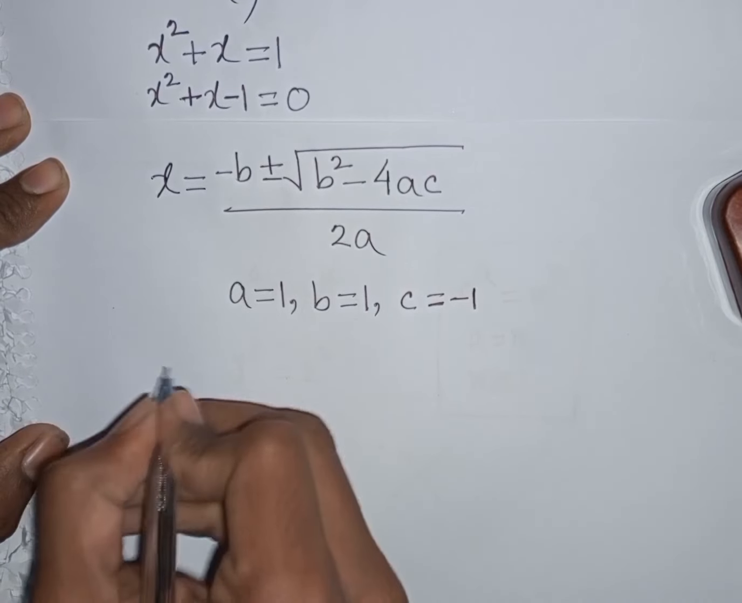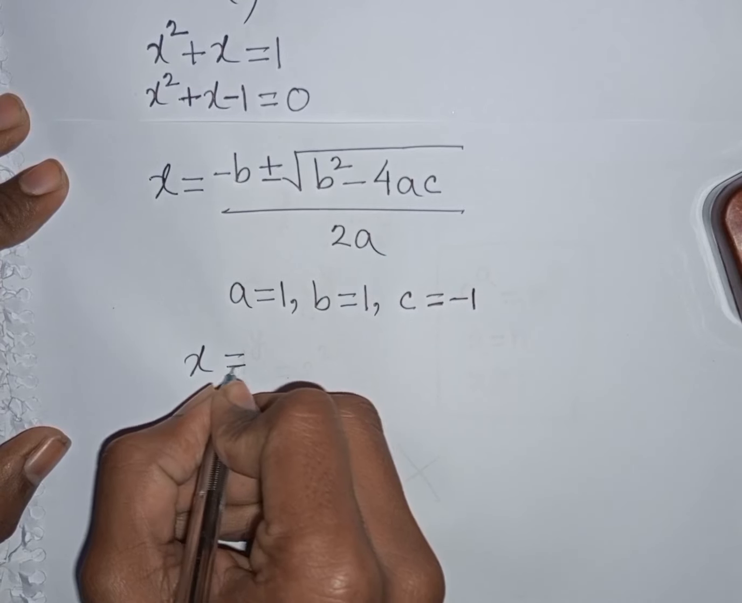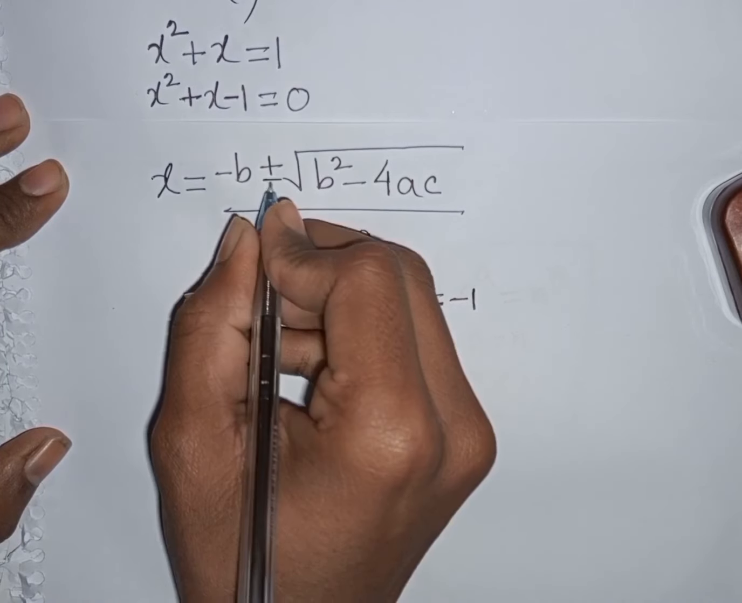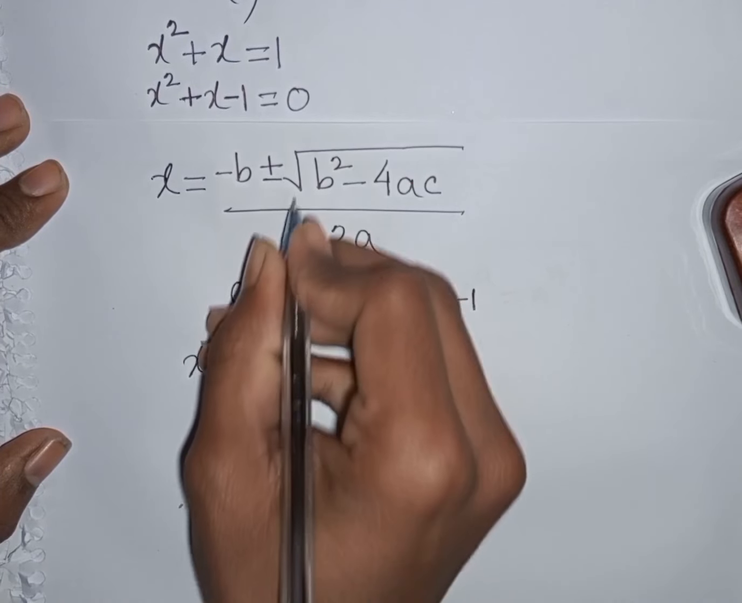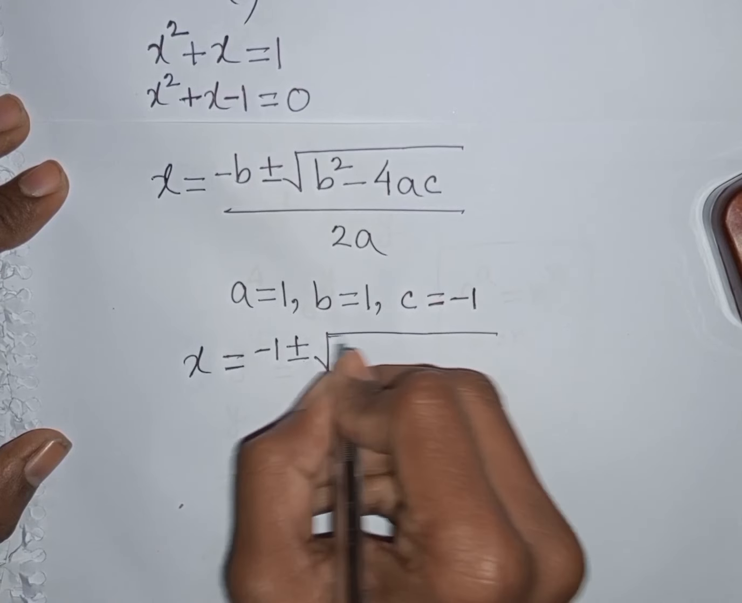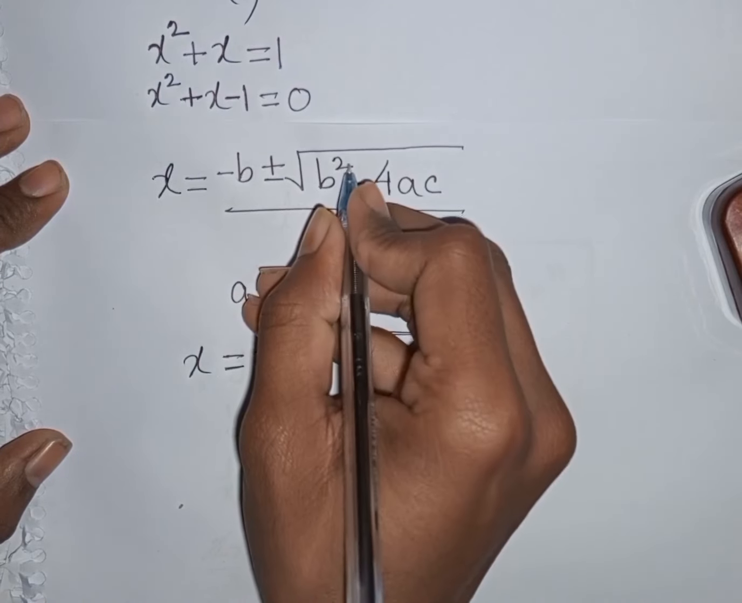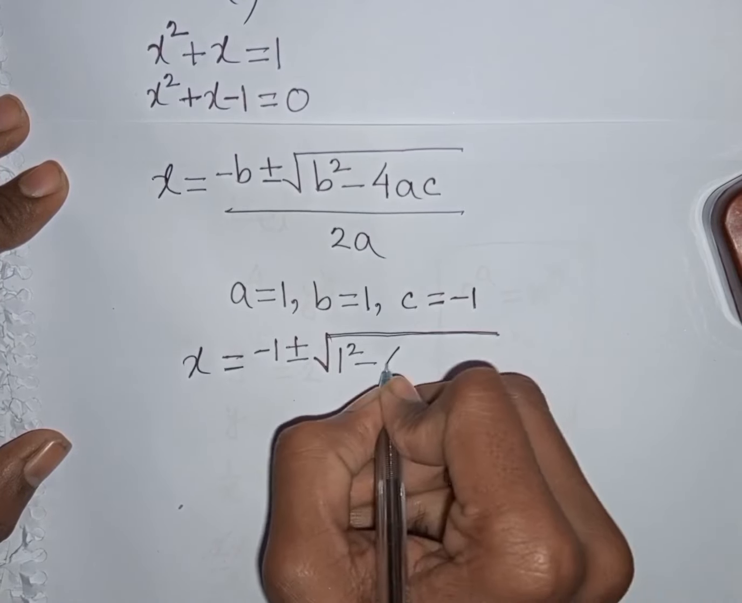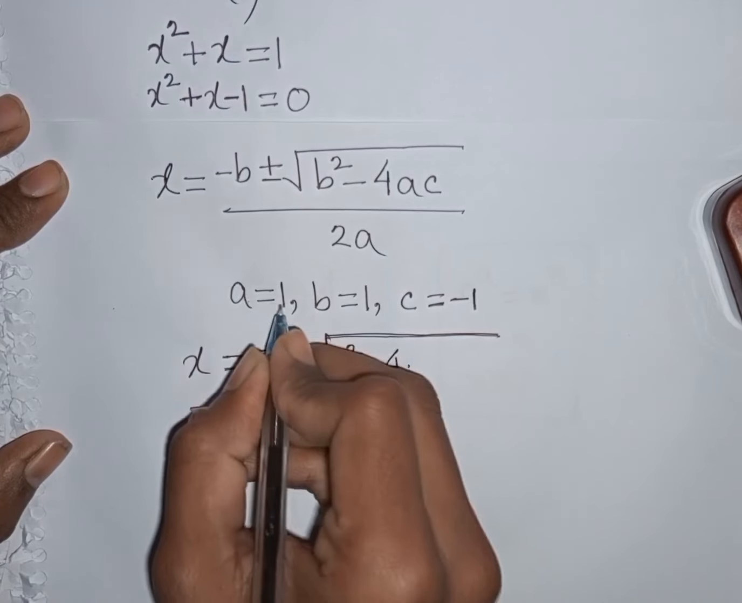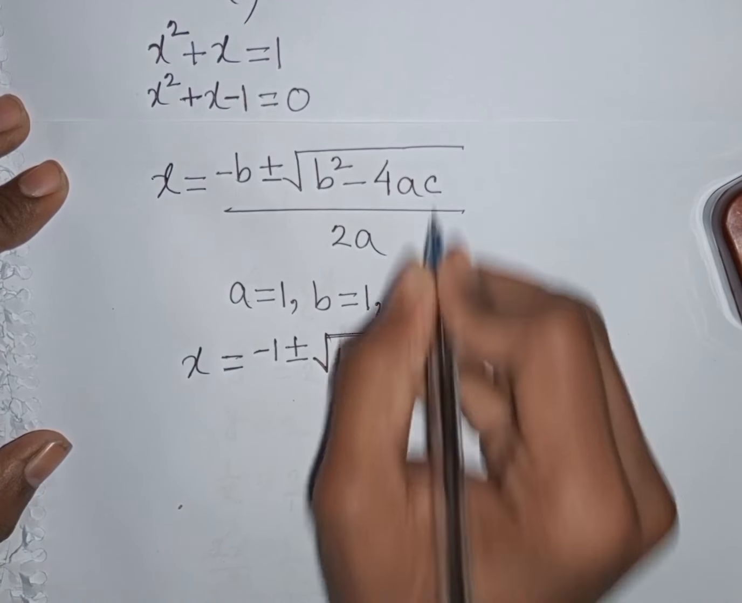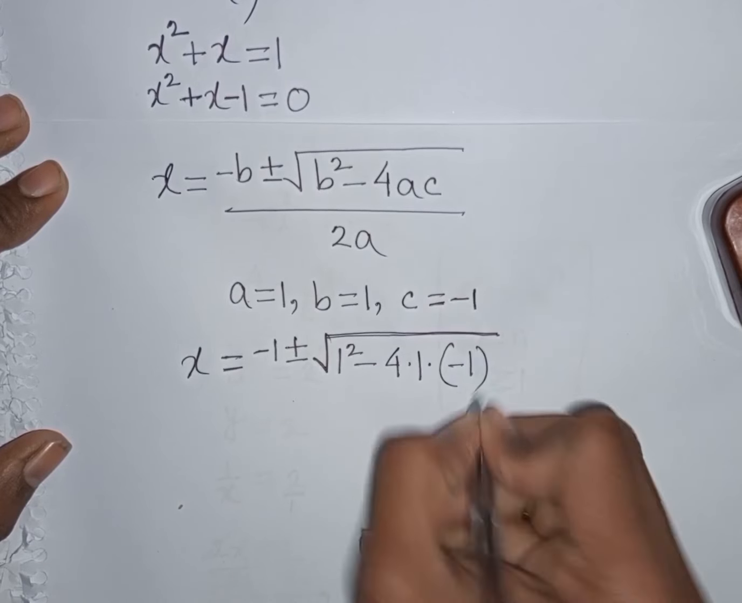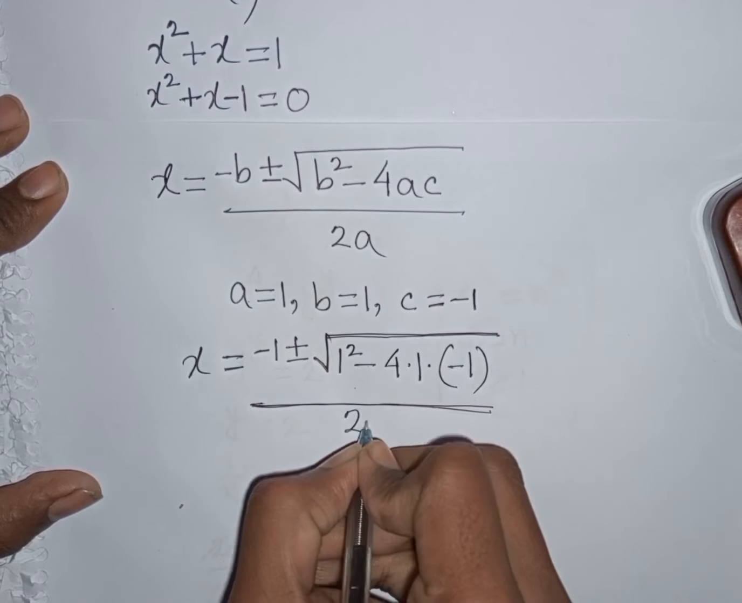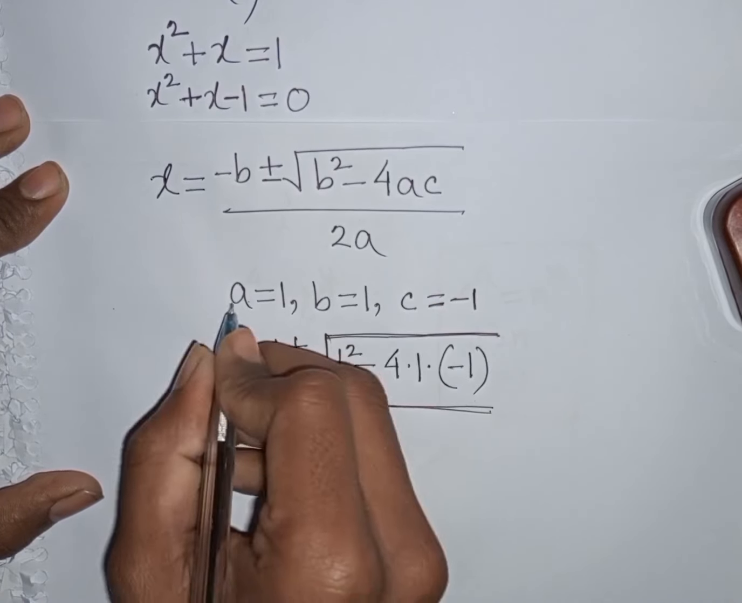Now we can write here x is equal to minus b, that means 1, then plus or minus square root of b square, that means it will be 1 square minus 4 times a, that means 1, times c, that means negative 1. So bracket negative 1, then divided by 2 times a, that means 1.